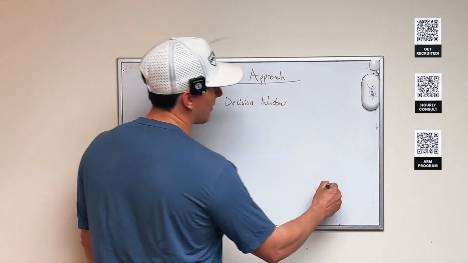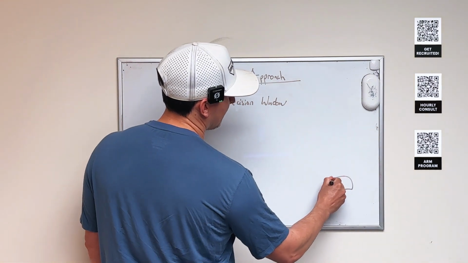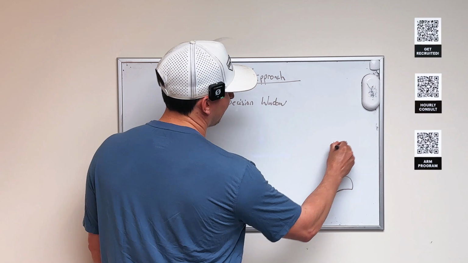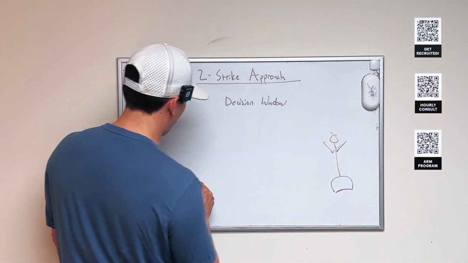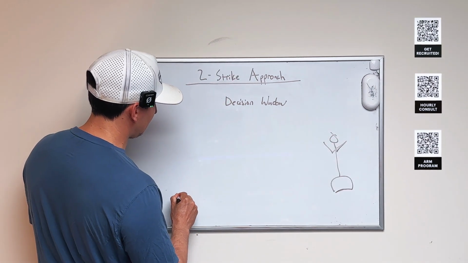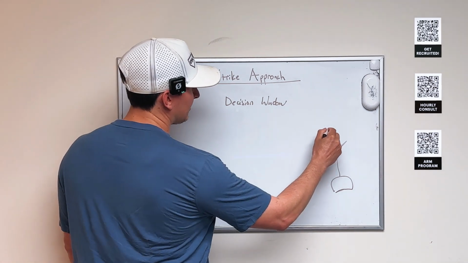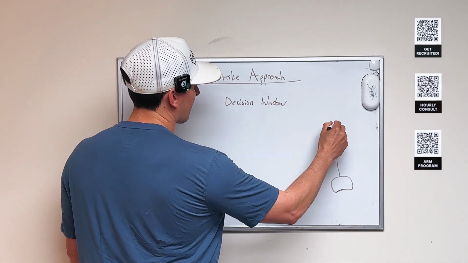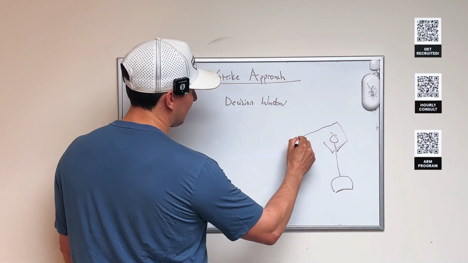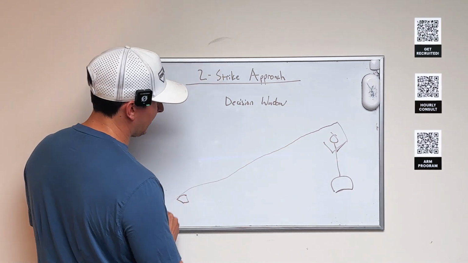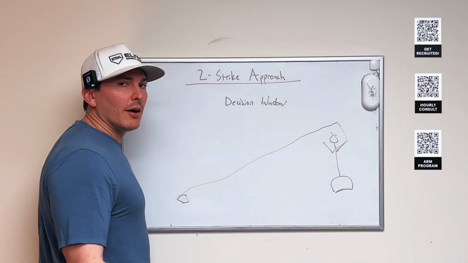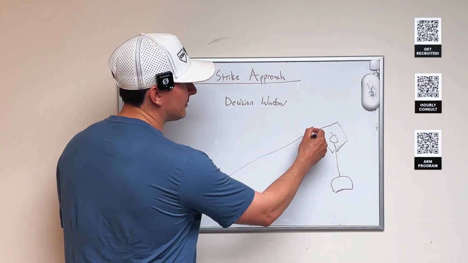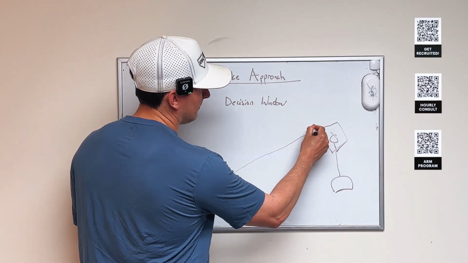So I'll draw a little diagram here. If this is the mound, and here's a little stick figure pitcher, and home plate's over here. He's releasing the ball, let's just say up here, and this is the path of the pitch, okay? The path of the pitch. My decision window before two strikes is going to be somewhere right here, right?